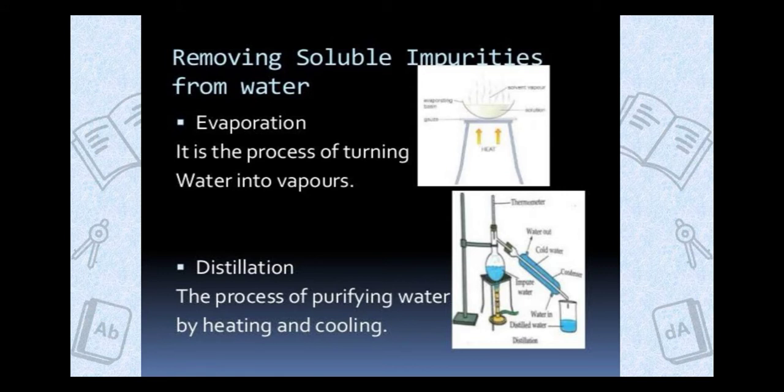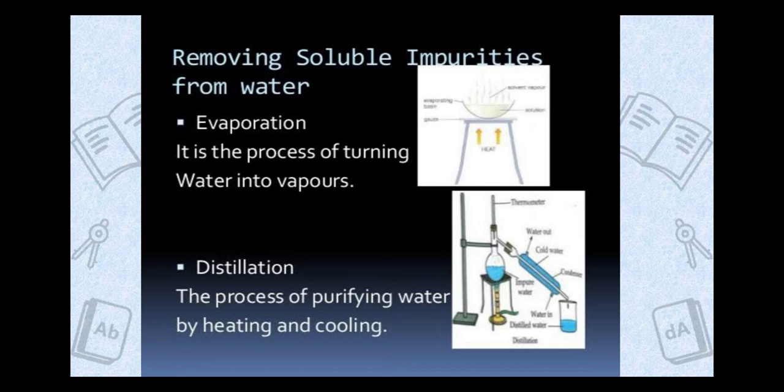So, before going further, let's have a recap. What are soluble impurities? All the impurities that can dissolve in water are called soluble impurities. For example, salt or sugar can dissolve in water. And some chemical salts like the salts of potassium and magnesium can dissolve easily in water. So these types of impurities are called soluble impurities.